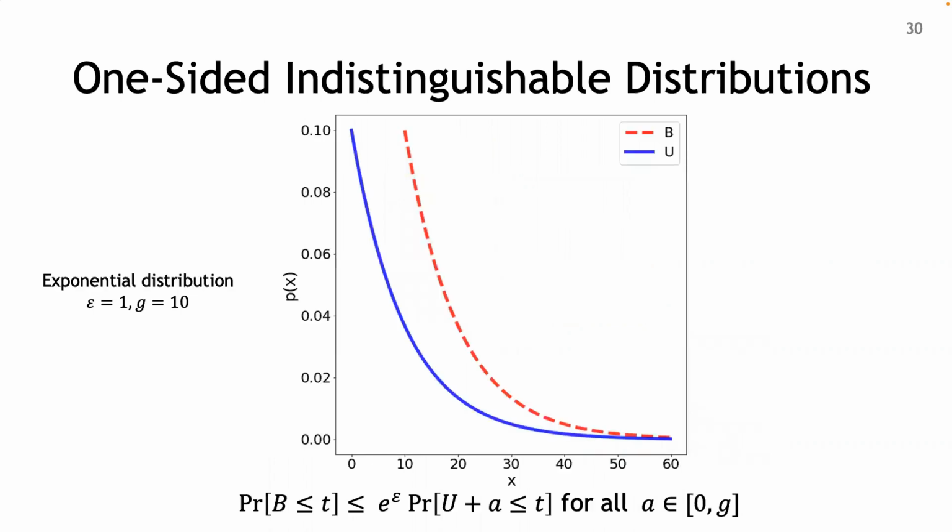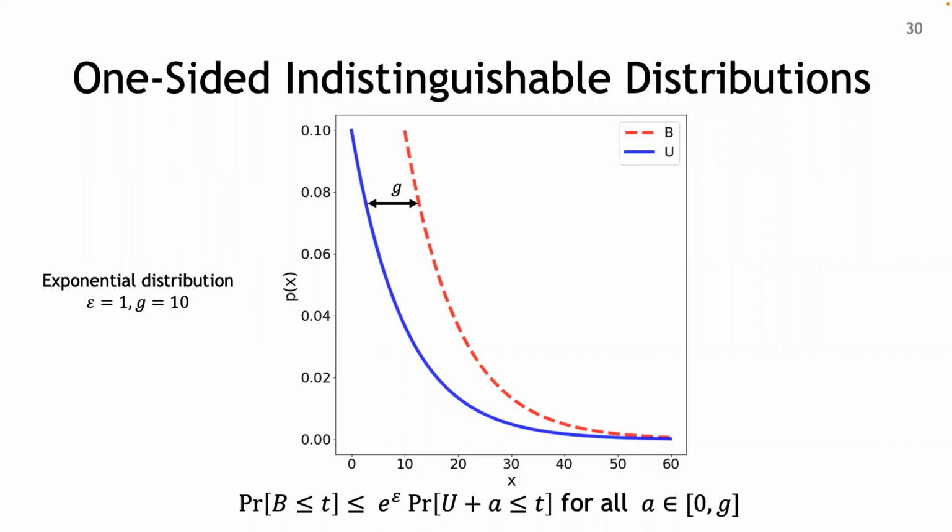Okay, so one example of a distribution that meets this definition is the exponential distribution. This is exactly taking what you would do for normal DP and making it one-sided. One of the basic things you do for differential privacy is add noise drawn from a Laplace distribution, and here we're just taking one tail of the Laplace distribution. This is an exponential distribution with rate parameter epsilon over G. The distribution for U is set at 0. The distribution for B is the same distribution shifted over by G to the right.